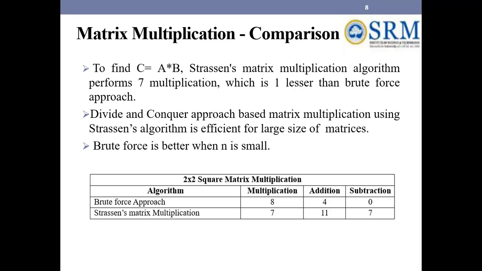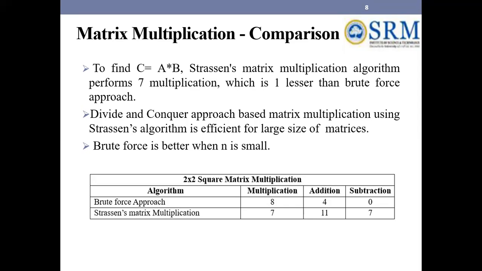See the table. So n is equal to 2, a 2 cross 2 square matrix. The brute force number of multiplications is 8, number of additions is 4, number of subtractions is 0. But in the case of Strassen's multiplication, the number of multiplications is reduced to 7, which is 1 lesser than the brute force approach. But the number of additions is increased from 4 to 7. Here in Strassen's, the number of subtractions is 7. But in the case of brute force, there is no subtraction. That is 0. This is the comparison of the brute force approach and Strassen's matrix multiplication.